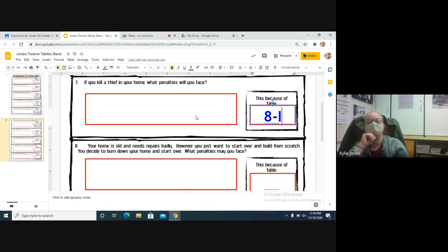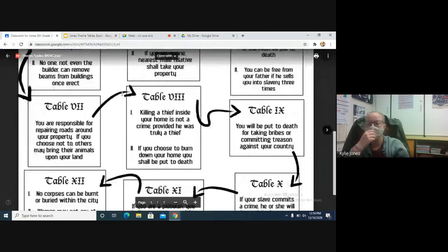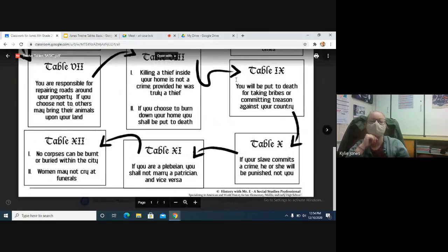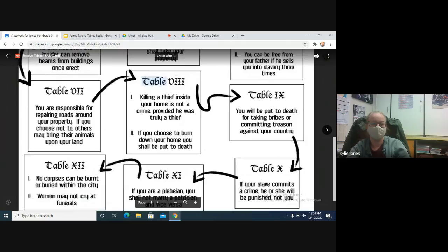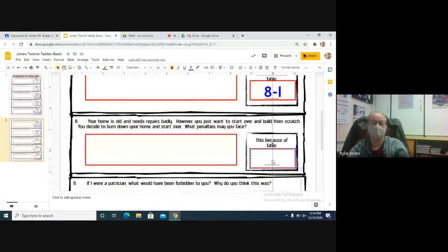And number 8 says, your home is old and needs repairs badly. However, you just want to start over and build from scratch. You decide to burn down your home and start over. What penalties might you face? What table talks about burning down your home? It's one of the last couple. 8-2. So this one is 8 dash 2.